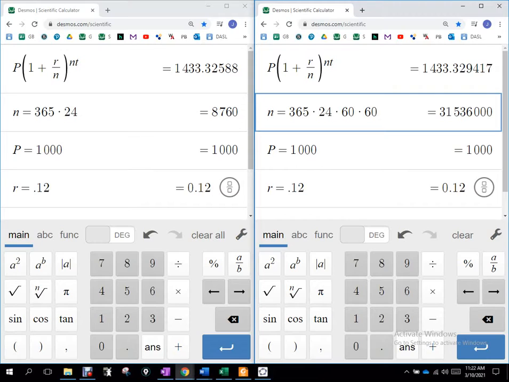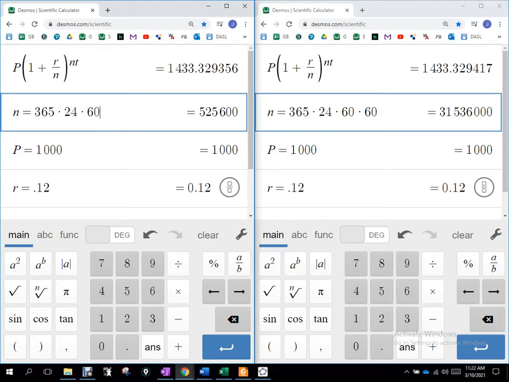If I multiply this by 60 again, that is compounding every second. Does that make sense? So this would have been compounding every hour, and this is compounding every second. So now, during the duration of time, I'm going to compound 31 million times in comparison to 500,000 times. And if we look at the difference in the money, it's 0.329 on both of them. It's about a 1,000th difference. Not a big difference there.